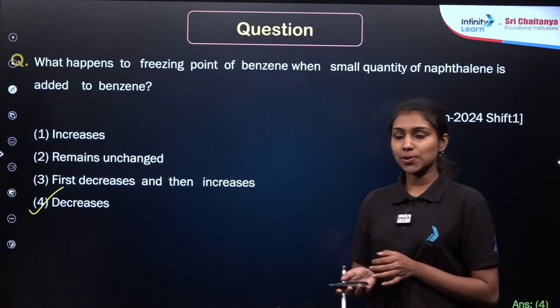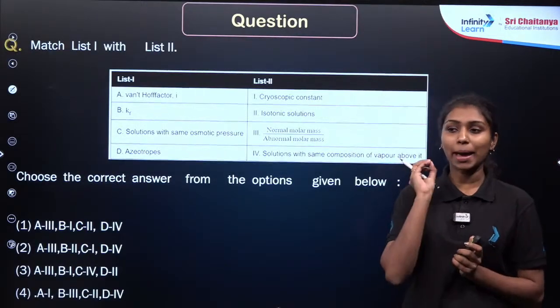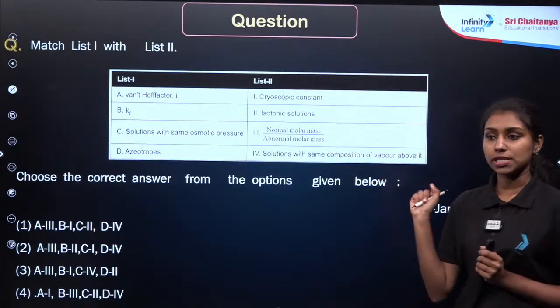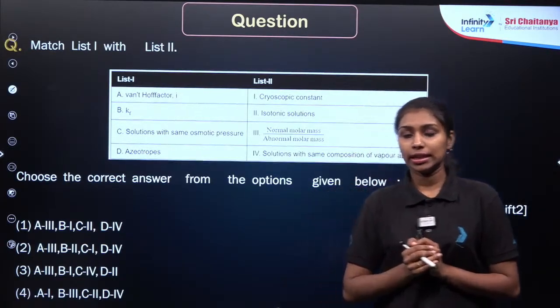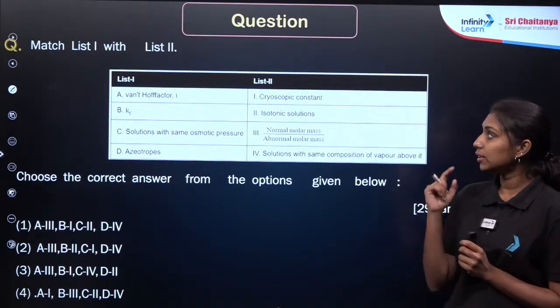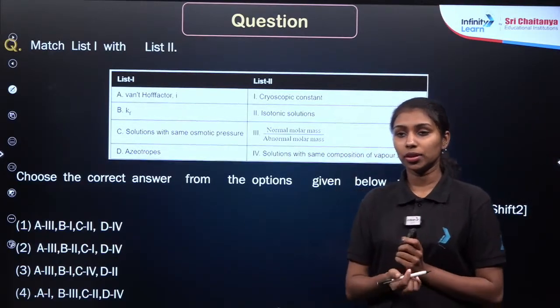Now, let me move to the next question. Here is the next question. This is the match the following. Two lists are given here. You need to identify the correct options here. Read the question carefully. In list 1, some factors are given. You need to connect them to list 2.